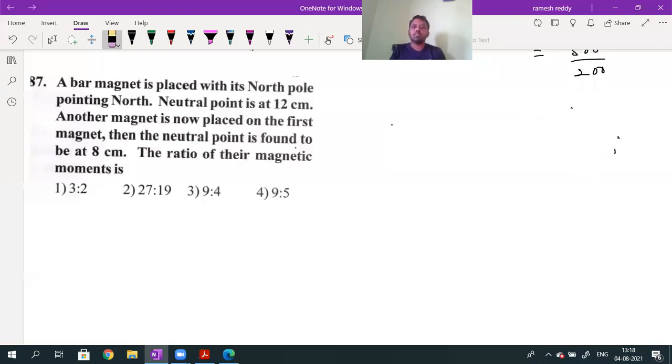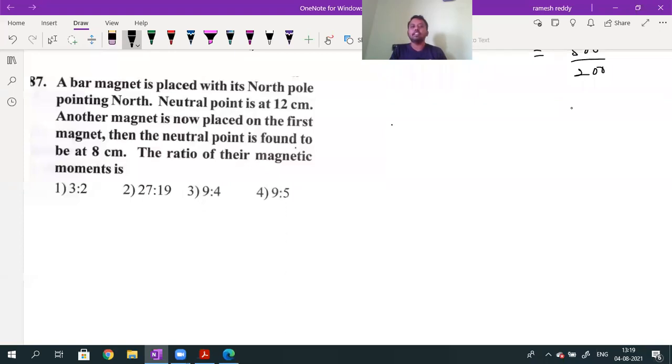Next question, question number 87. A bar magnet is placed with its north pole pointing north. The neutral point is at 12 centimeters. Another magnet is now placed on the first magnet, and the neutral point is found to be at 8 centimeters. What is the ratio of their magnetic moments?